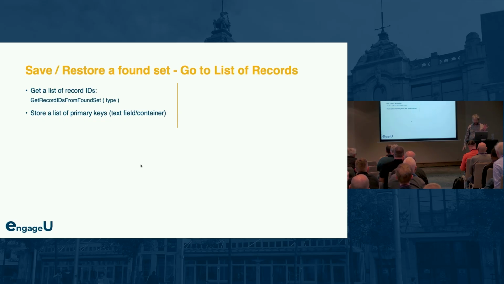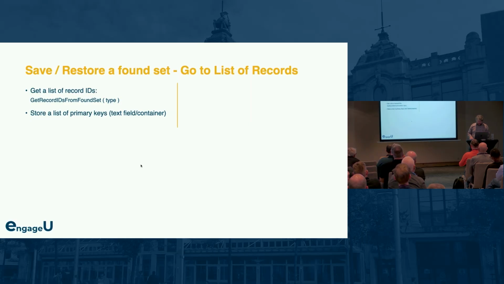So you get a list of record IDs using a FileMaker calculation function. Okay, Get record IDs from FoundSet with one parameter, which is type, which will very soon become 2 parameters. That's so great. I'll give you the tip in the end.